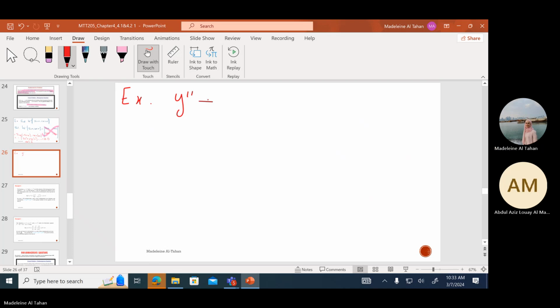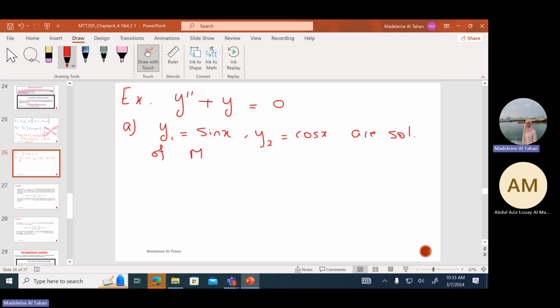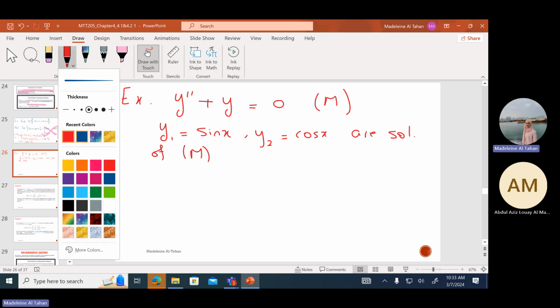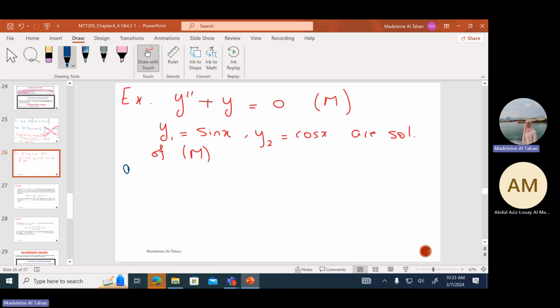y'' + y = 0. Part A, y1 equals sin x, y2 equals cos x are solutions. These ones are given. We are not asking you to solve. The solution is given. Part A, find the Wronskian of sin x and cos x.